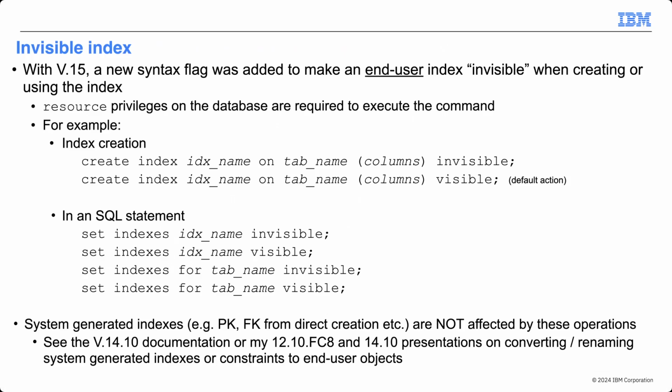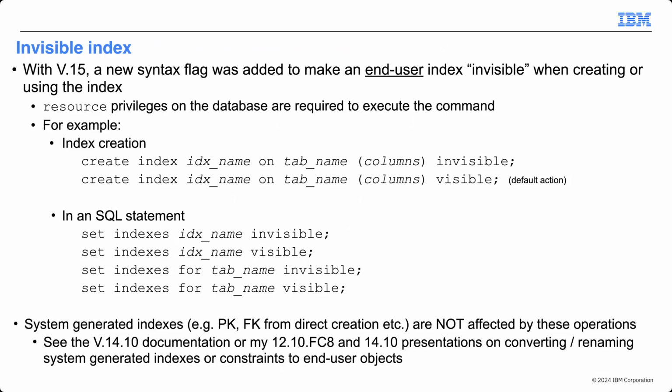Well, in my 1210 FC8 and some of my earlier 14 presentations, I talked about how you can convert system-generated indexes or system-generated constraints to use end user naming conventions, at which point those indexes can now be made visible or invisible. So if that's important to you, that's the workflow that you'll need to use to get past the restriction on invisibility.